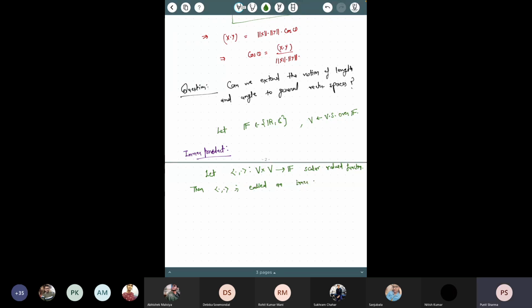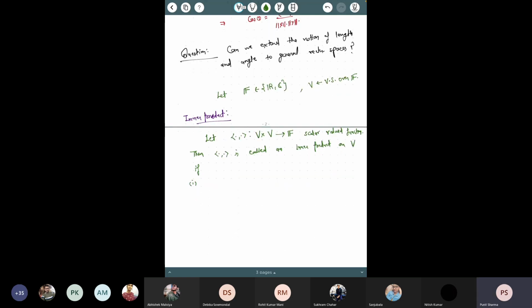It's called an inner product on V if it satisfies these four properties. These four properties are actually motivated by, or generalize, the properties which are satisfied by the dot product in R2. So if you look carefully, let me write these properties here, and then you compare them with the properties satisfied by the dot product in R2.